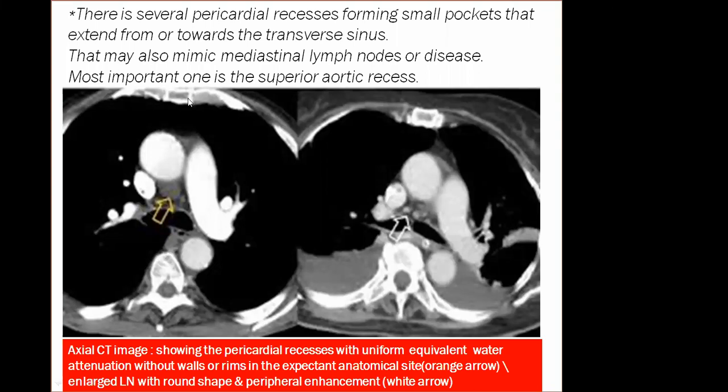So this is an axial CT showing a normal pericardial recess, which has water equivalent attenuation with no walls or enhancement, indicated by the yellow arrow. And this is pathological with an enlarged lymph node. This enhanced, indicated by the white arrow.